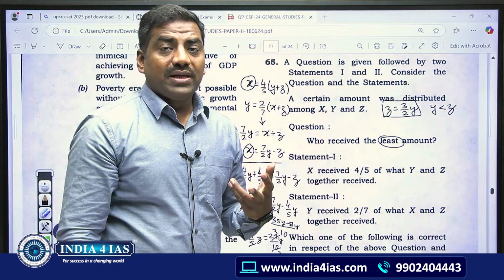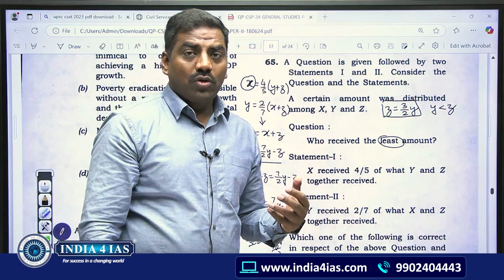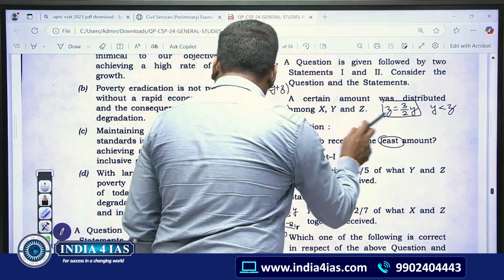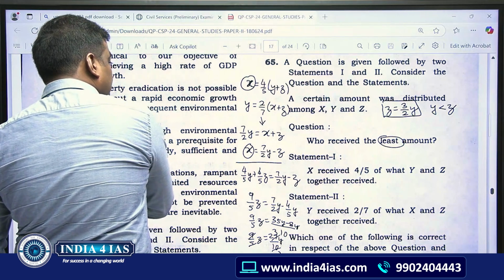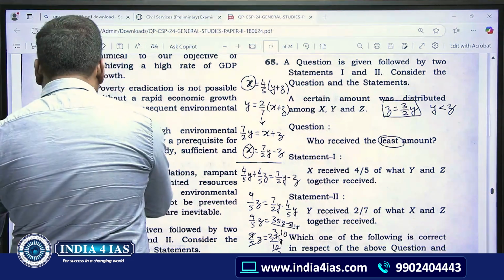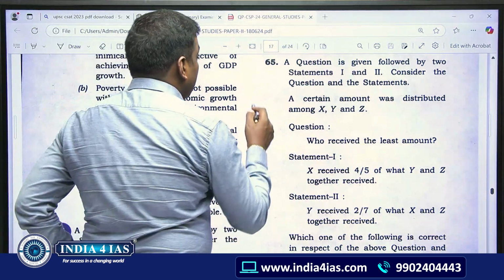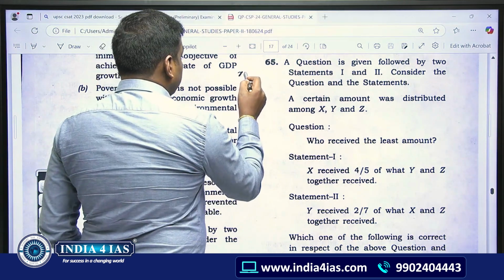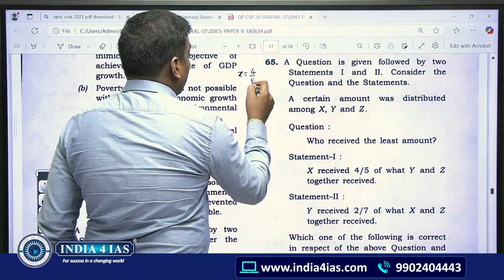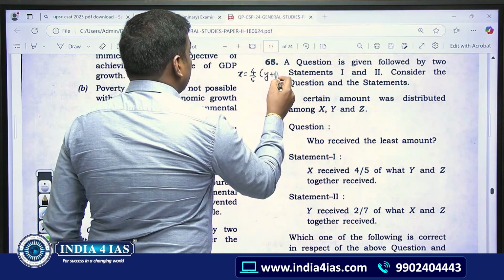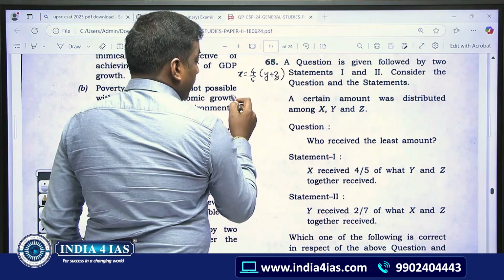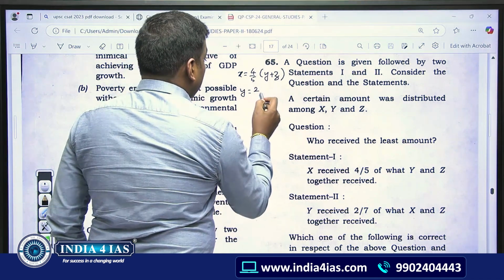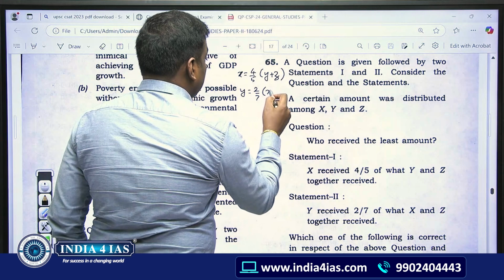Now I want to compare this y with x. For that, what do I have to do? I have to take the equations with x and y. So let us remember this one: y is less than z. I am erasing right now because of the constraint of space. Now again you consider those equations. x is equal to 4 by 5 of y plus z and y is equal to 2 by 7 of x plus z.